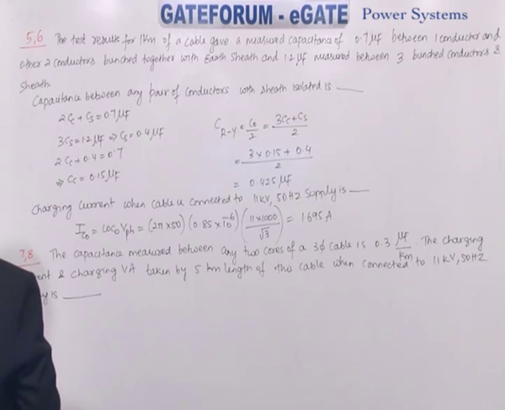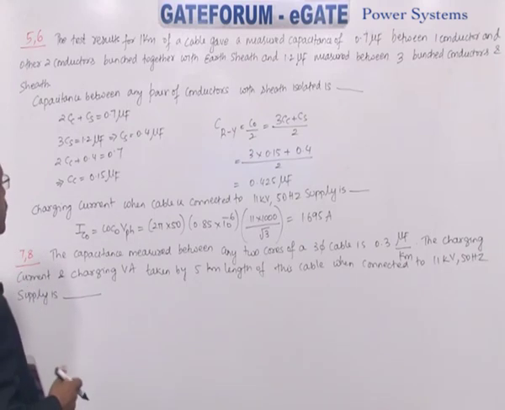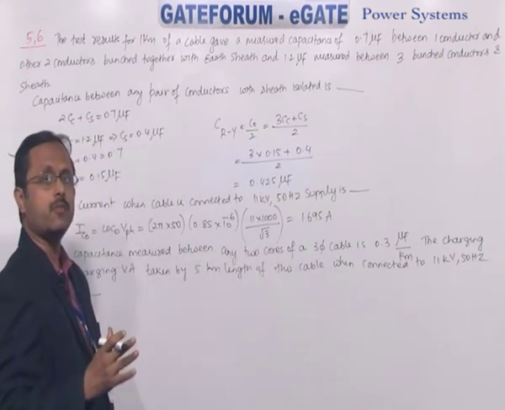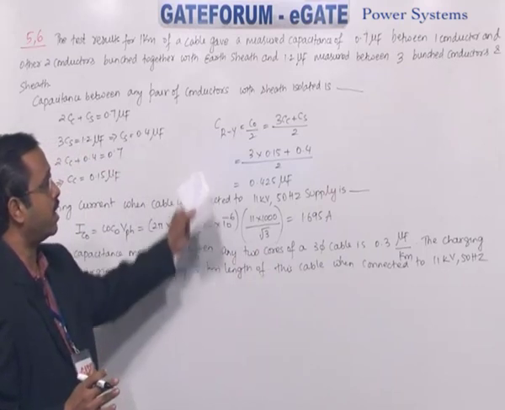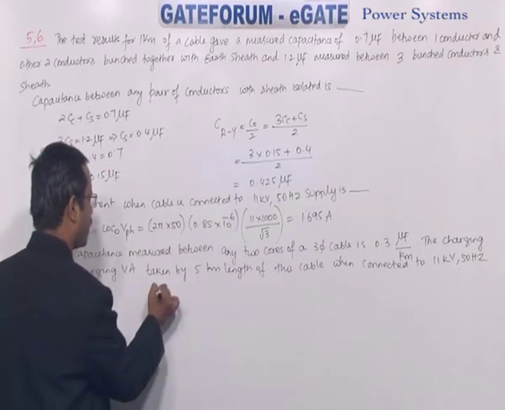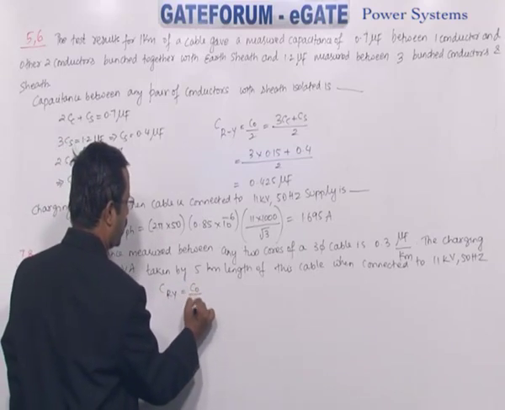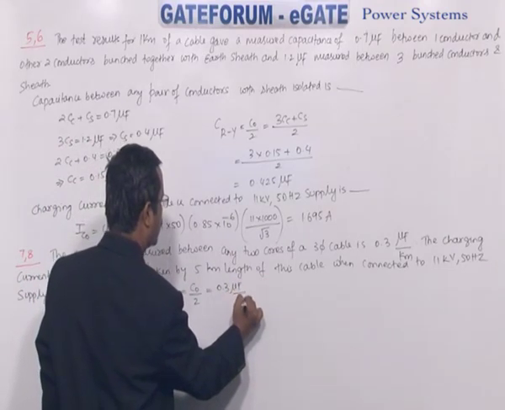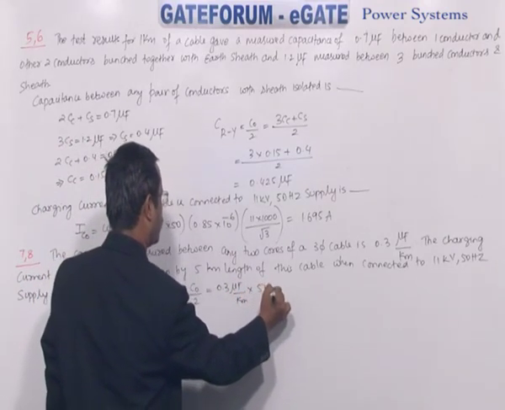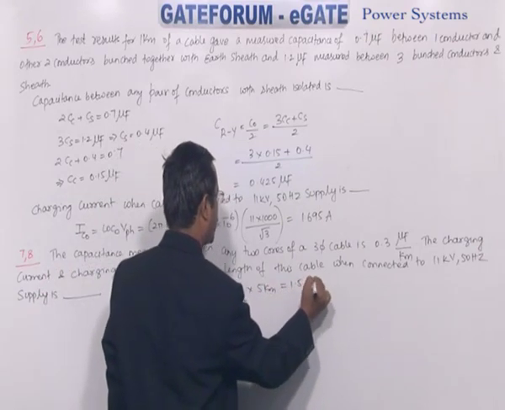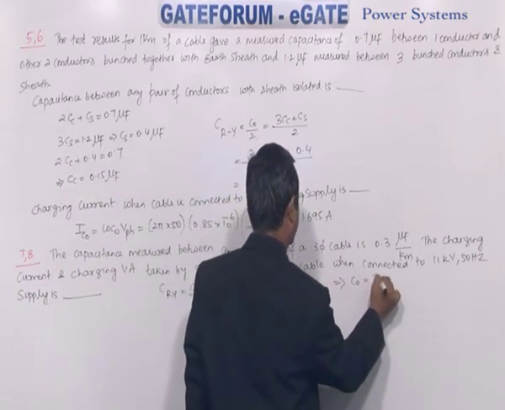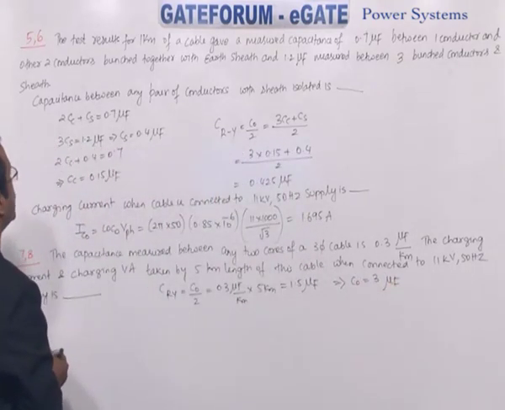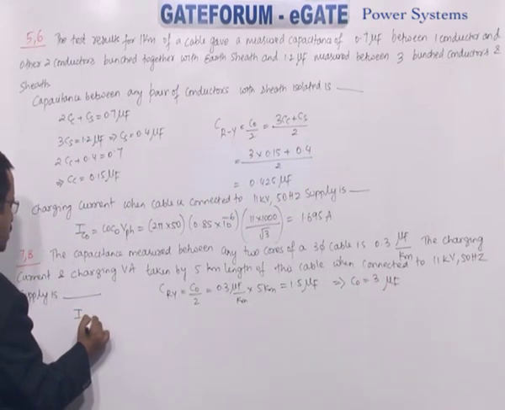So how to find the charging current? First we observe the capacitance measured between any two cores. Any two cores means between any two phase conductors, CRY. How much is it? C0 by 2. But CRY is given as 0.3 microfarads per kilometer. The length of the cable is 5 kilometers, so it is 1.5 microfarads. From this, what is C0? It is 3 microfarads.